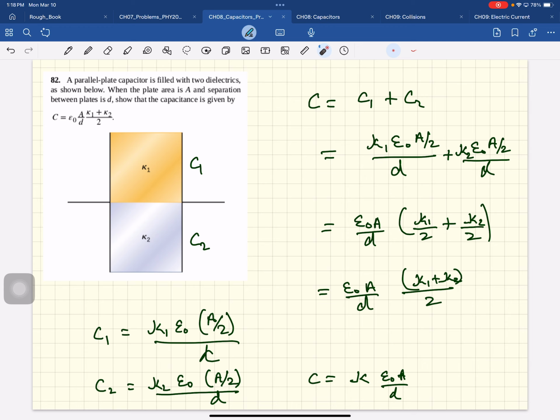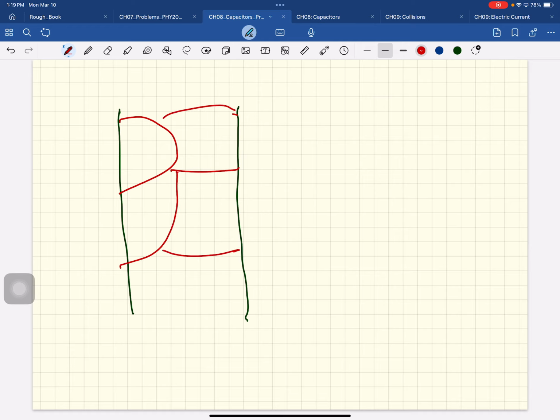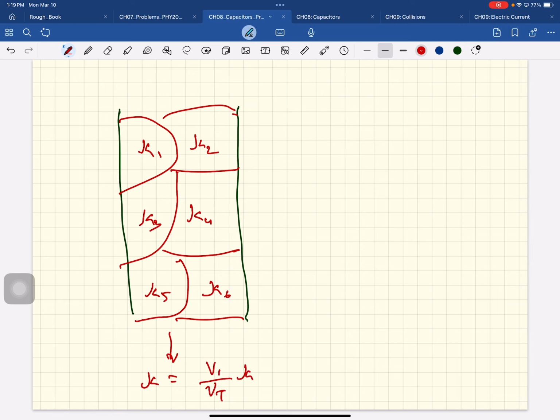Now, interestingly, this was the fractional volume. If you have a bunch of dielectrics, kappa 1, kappa 2, kappa 3, you can show that the effective dielectric constant is the sum of each dielectric constant weighted by its fractional volume, and so on.